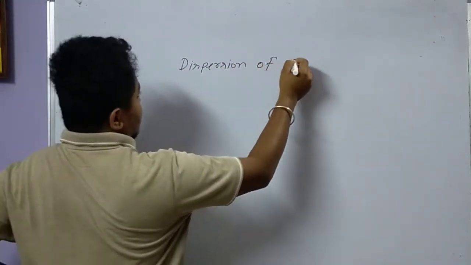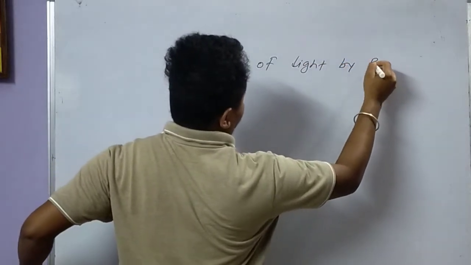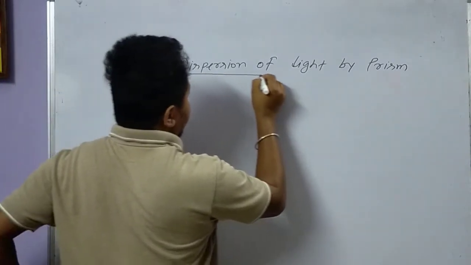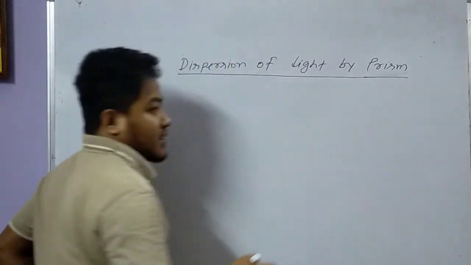Dispersion of light by a prism, or dispersion of light by prism. You can note it down. Dispersion of light by a prism. So what does it mean actually?